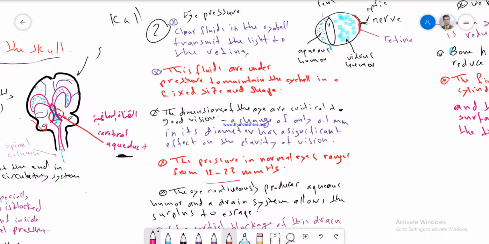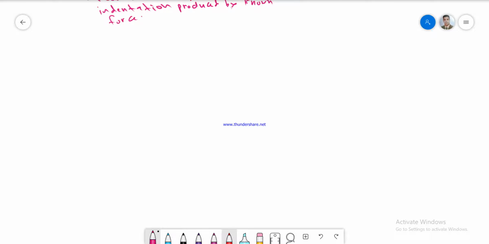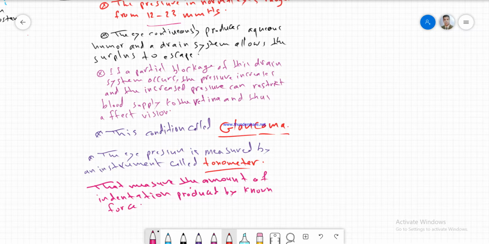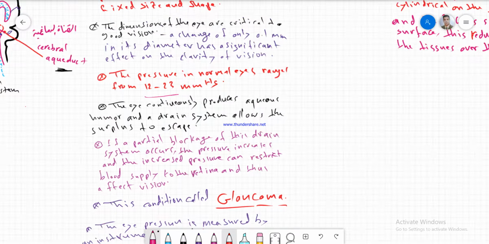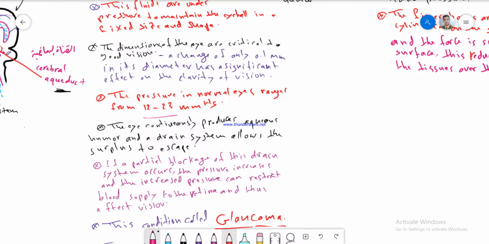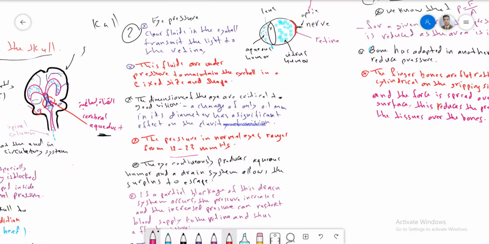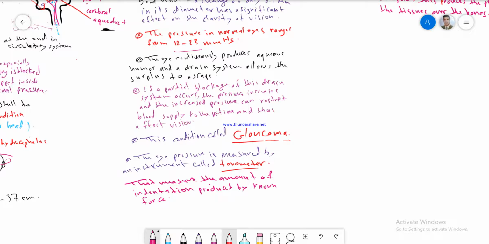The eye continuously produces aqueous humor, and there is a drain system that allows the fluid to escape out of the eye. This controls the pressure inside the eye.